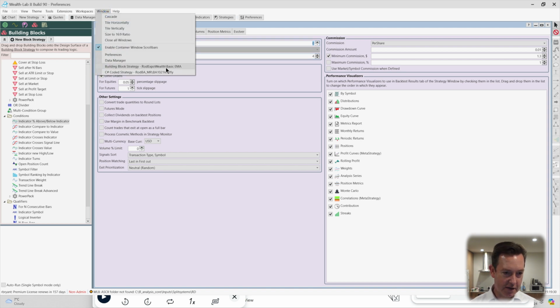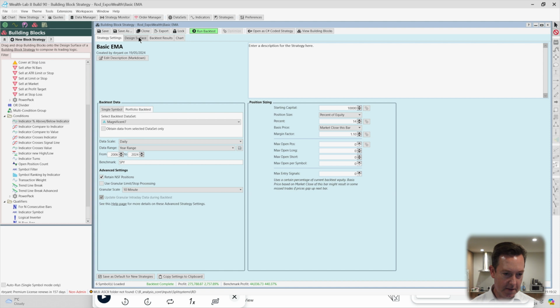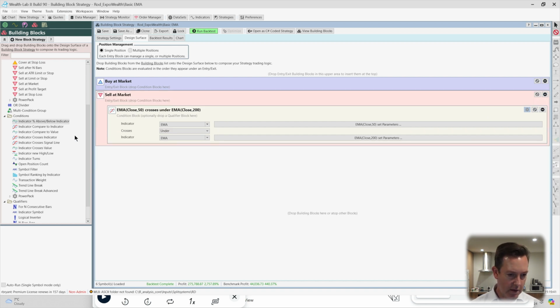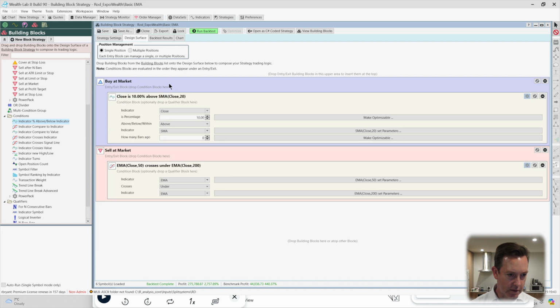So now let's just do our simple system here. And we go to the design surface. We've got buy at market, sell at market, so very simple. And so what do we want to do here? So go to strategy, go to building blocks.